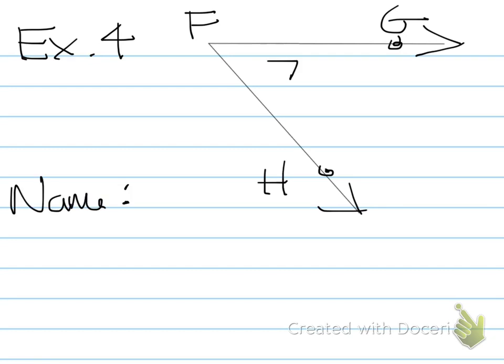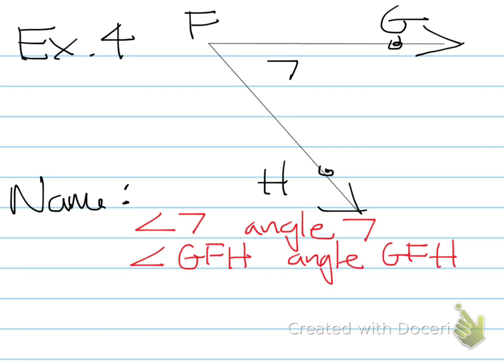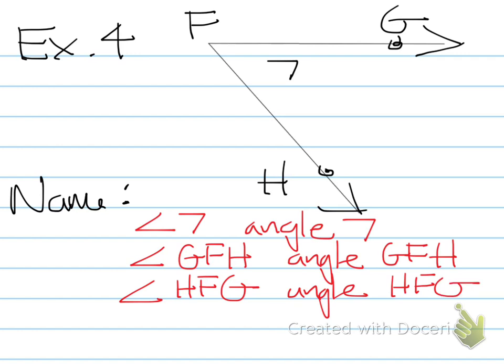All right, following the same sequence as the last example, we can call this angle angle 7. We can call it angle GFH. Using three letters again, we can call it angle HFG. And since the vertex is not shared by another angle, we can call it angle F.